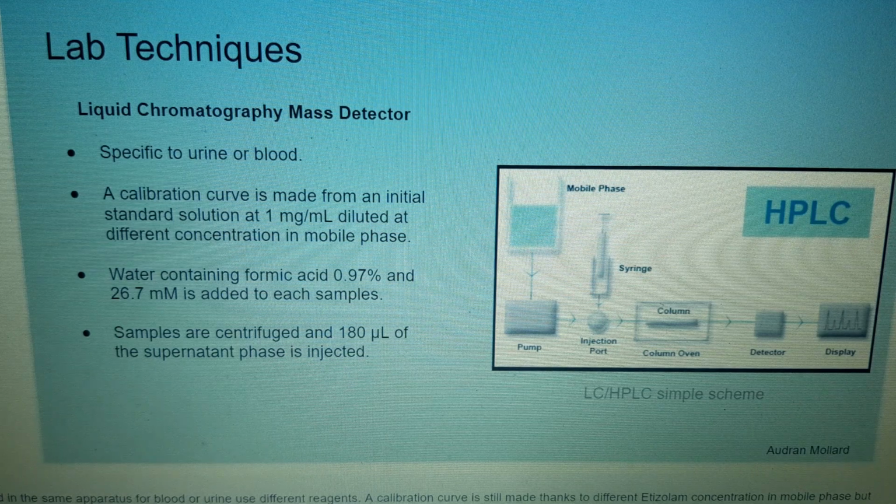Then, for the preparation of the sample, you have to add formic acid at 26.7 millimole per liter to each sample to adjust the pH. Then the samples are placed in a centrifuge at 5,000 rpm for 30 minutes, and then you inject the supernatant phase with a syringe into the HPLC.